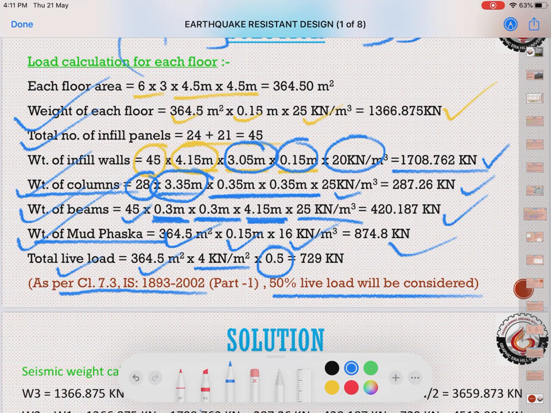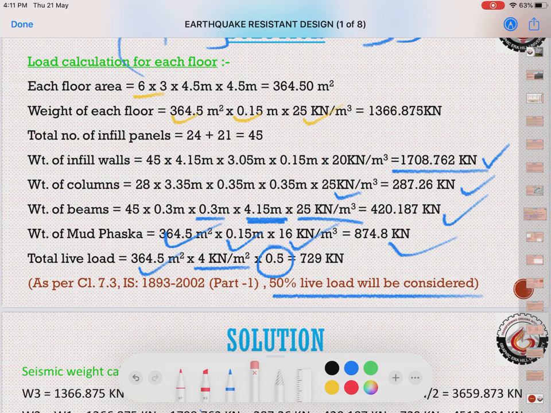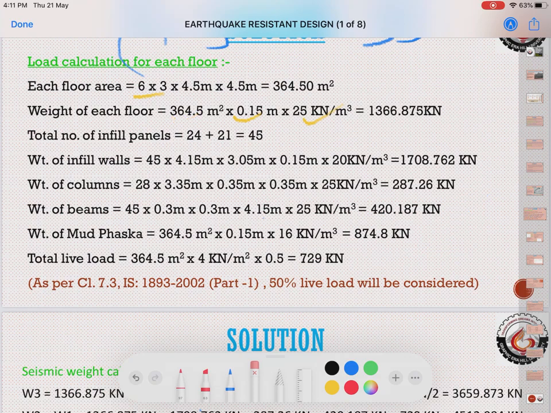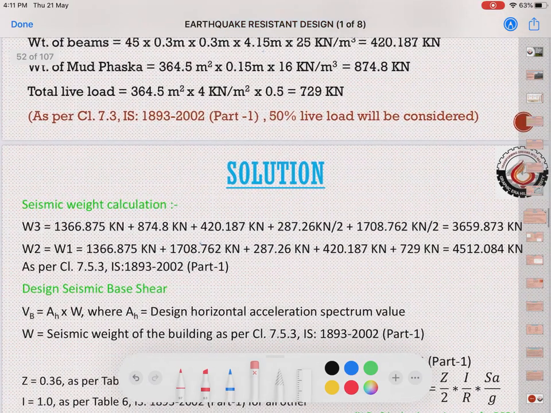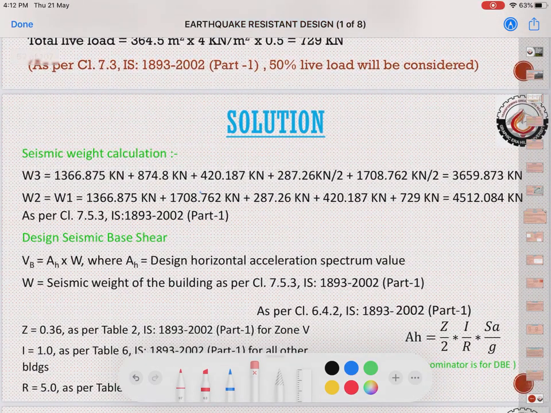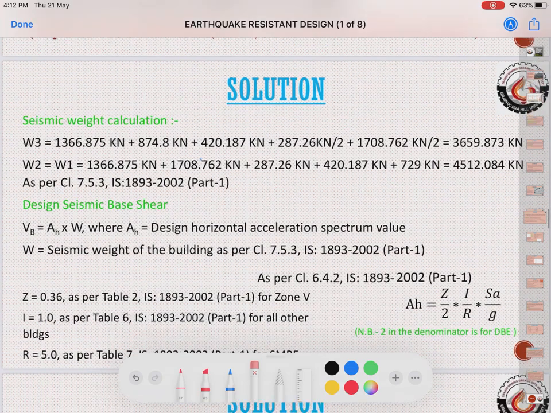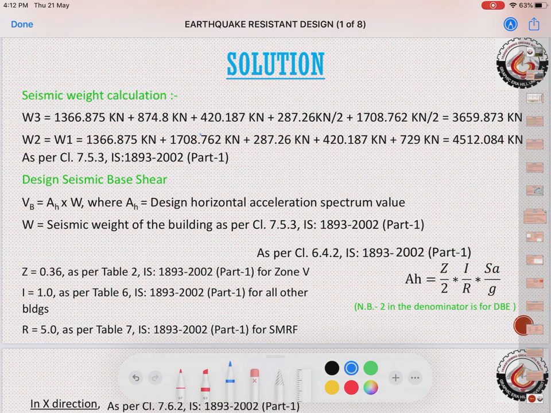So we have calculated the self weight of floor, self weight of brick infill walls, self weight of columns, self weight of beams, and self weight of mud fuska. All these 5 self weights have to be calculated by every one of you. Then only we can proceed further to calculate the seismic weight of each floor. And after getting the seismic weight of each floor, if you sum all of those weights, you will get the seismic weight of the entire building.